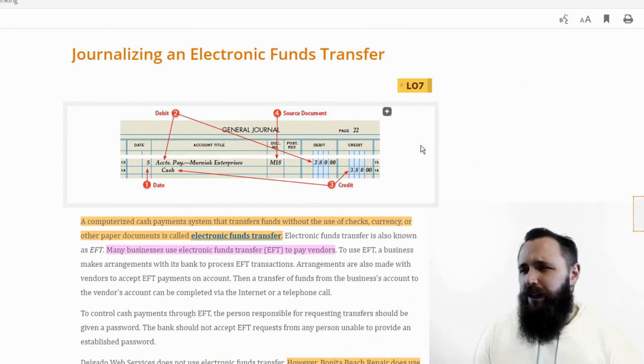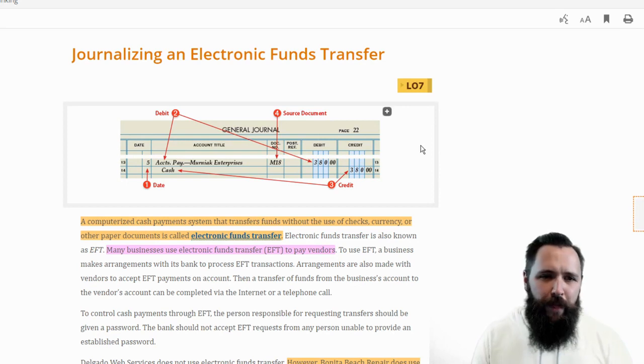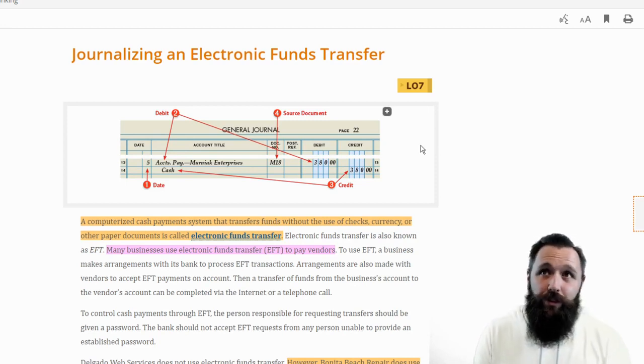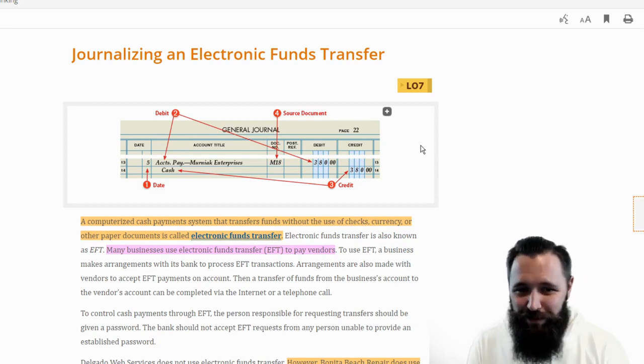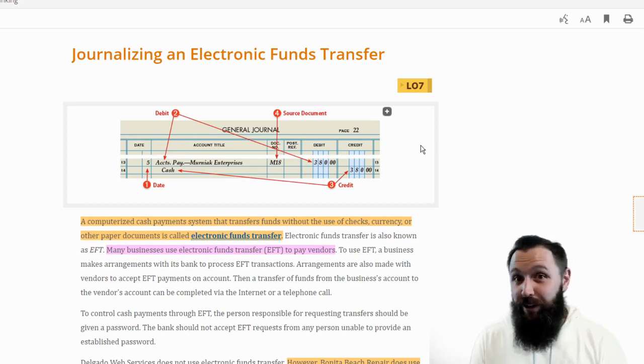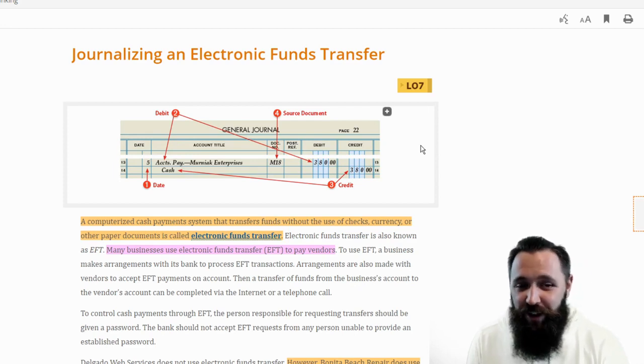So now we're kind of turning the corner here, and we get into some things that are a little bit different. And they're talking about an electronic funds transfer. So this is really similar to just sending money online a lot of times, okay? That's what it is nowadays. So a computerized cash payment system that transfers funds without the use of checks, currency, or other paper documents is called an electronic funds transfer. This isn't new technology anymore. This is very, very common.